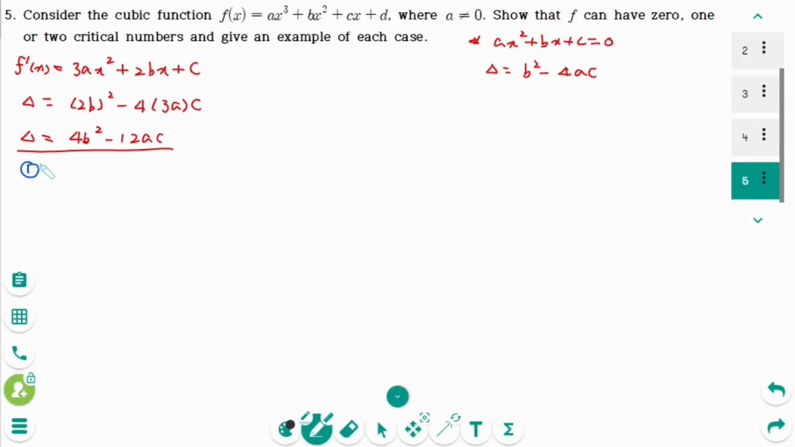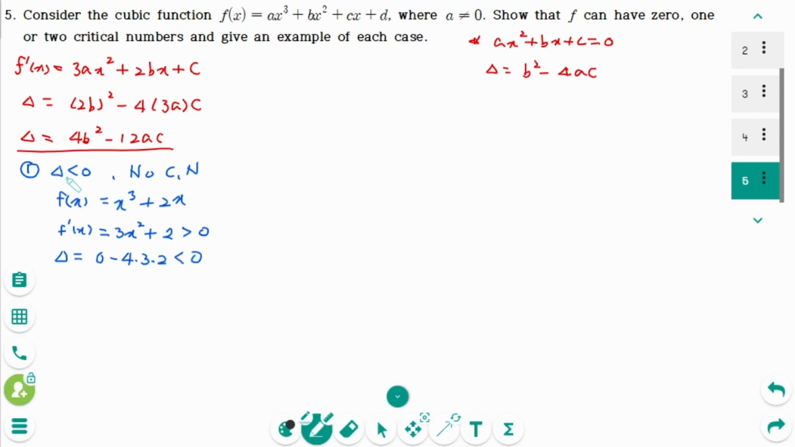Case 1, the discriminant is less than 0. There is no critical number. If f of x equals x cubed plus 2x, then f prime of x equals 3x squared plus 2. Then this one is always positive. That means the discriminant is 0 minus 4 times 3 times 2, which is always negative. The graph is like this.